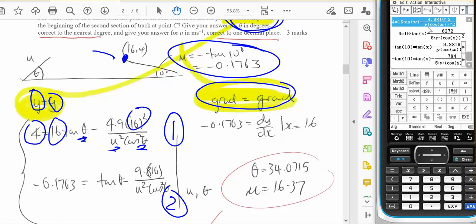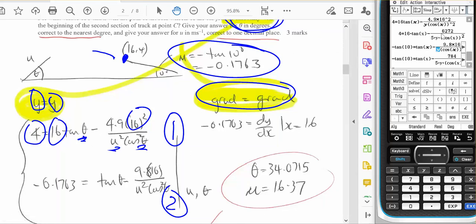Now you'll notice that instead of typing u squared, I just typed y. The reason I did that was I didn't want to have the problem of solving for u being a square root. So I can solve for y, and that just gives me u squared. So I'm not going to put this into simultaneous equations.